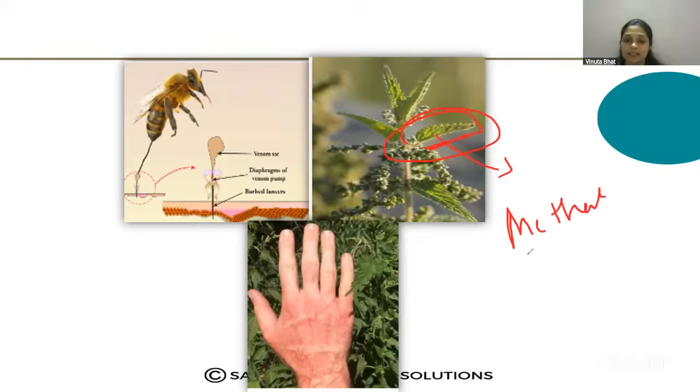We call it the itching plant. This pain and irritation is because of the acid called methanoic acid.